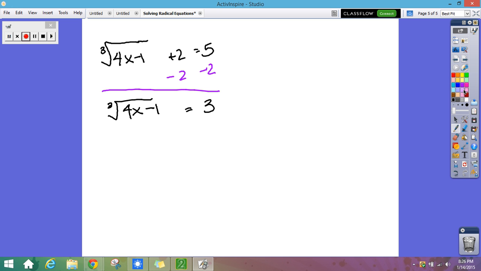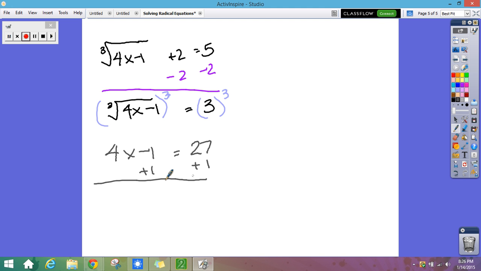Now we need to cube each side. Cube root, so we have to cube it. What you do to one side, you have to do the other. So the cubing, raising to the third power, cancels out my radical, and I'm left with 4x minus 1, and 3 raised to the third power, use your calculator, is 27. We can now solve. Add 1, and divide by 4. x equals 7. Okay, let's check our answer.